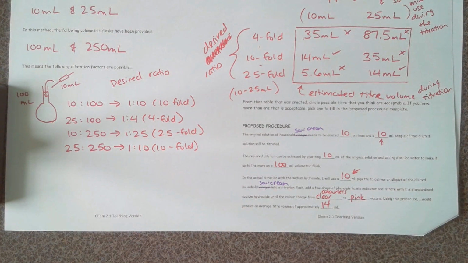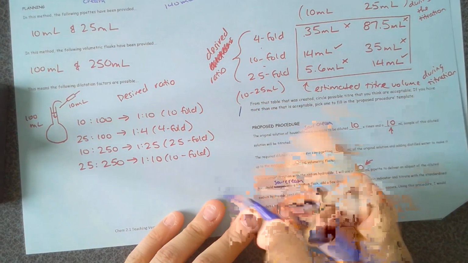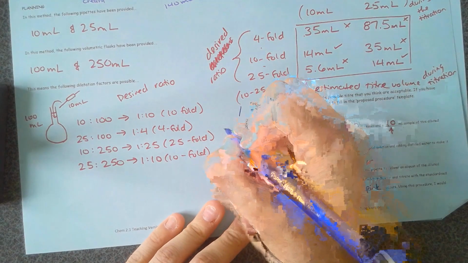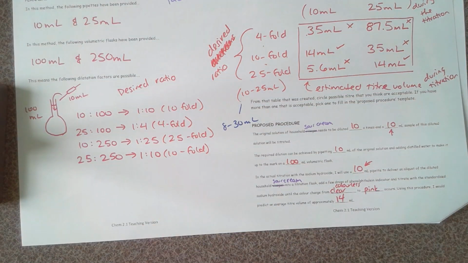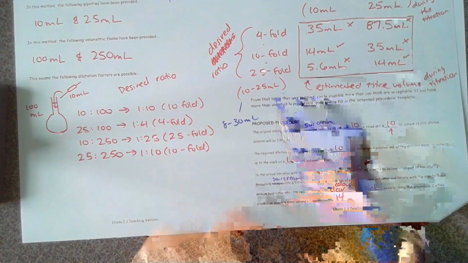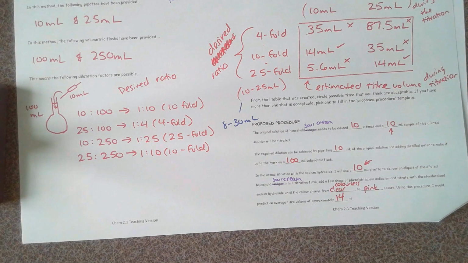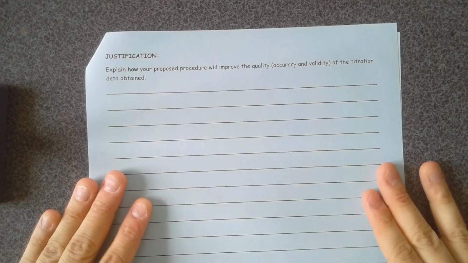A merit level student will have the correct plan, but they might have made a mistake when it came to what they selected. So a merit level student for their range, for example, might suggest something that's between 8 and 30 milliliters. So you've gone a little bit too low or you've gone a little bit too high. It's a really stupid reason to get a merit. You want to have that 10 to 25 range. The other thing you need to do is justify why you are doing the dilution and why your method works. So that is on the next sheet over here, the explanation.